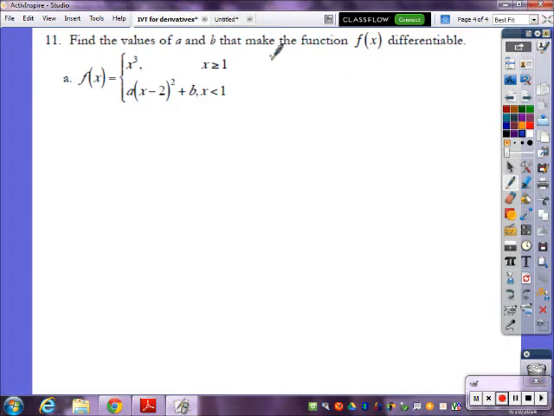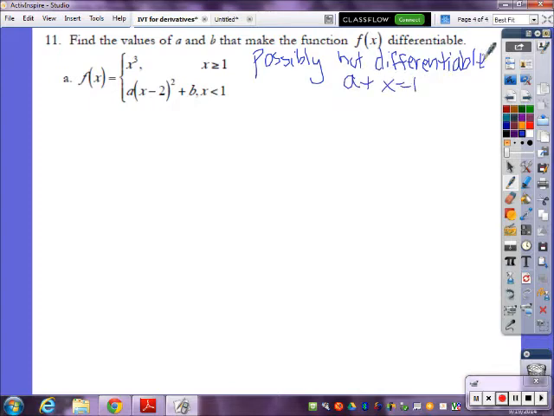Okay, so I'm going to note that over here. Possibly not differentiable at x equals 1. Okay, so that's where I want to work. I want to work so that my a and b equal values so that it is differentiable at x equals 1.